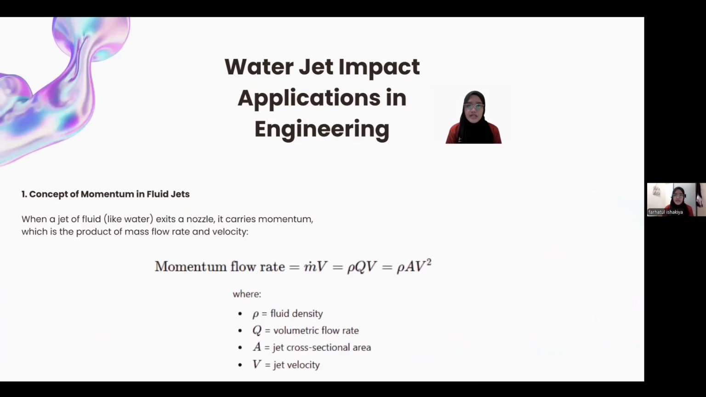Water jet impact application in engineering. We have the first concept, momentum in fluid jets. When a jet of fluid like water exits a nozzle, it carries momentum, which is the product of mass flow rate and velocity. The equation is momentum flow rate equal to m dot v equal to rho Q V, where rho is the fluid density, Q is the volumetric flow rate, A is the jet cross-sectional area, while V is the jet velocity.